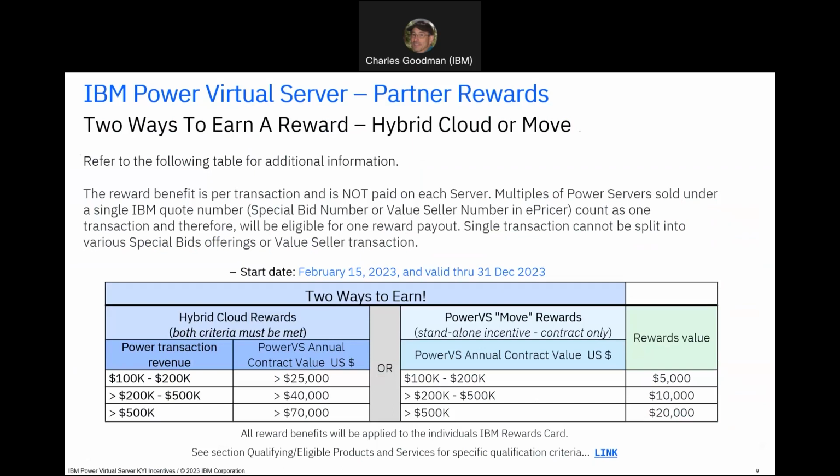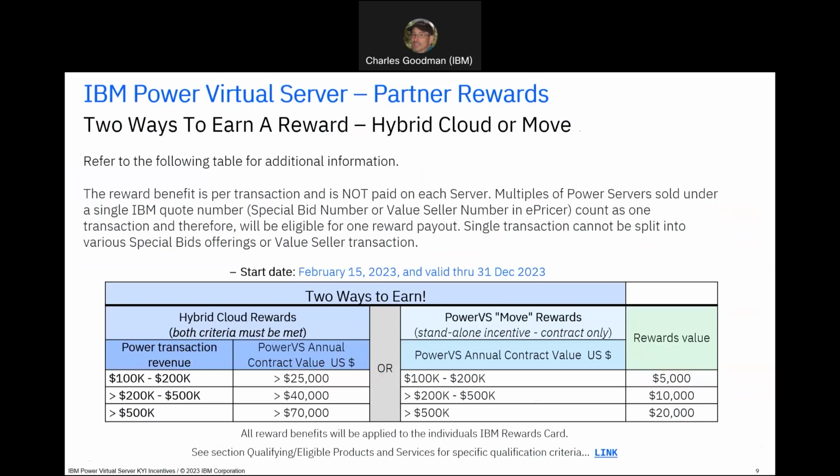One thing I would say on the hybrid cloud, I understand that you need to have both the Power on-prem transaction and the Power VS transaction, I believe within 30 days of each other. Since this is a hybrid cloud solution, we want to make sure that the customer is really perceiving this as a kind of joint purchase, that they're really building out a hybrid cloud technology, which is why we ask for that. And those are explained in the link below.